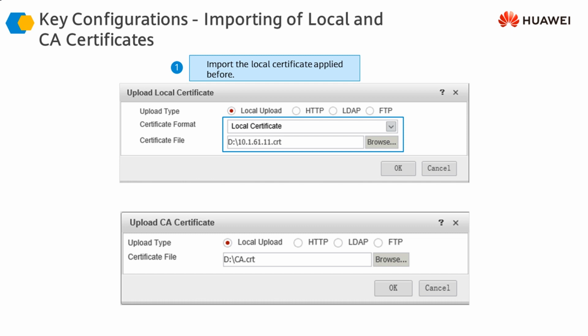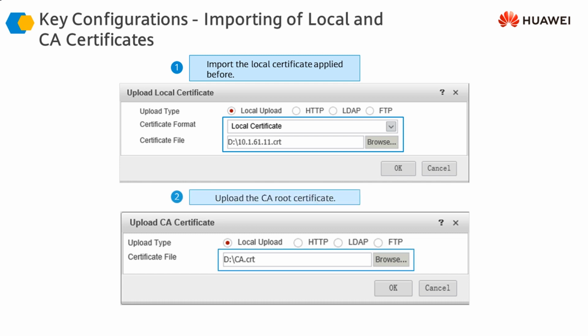So this is the local certificate name which we saved, and this is the CA certificate which we received from the certificate authority. We have to upload both these certificates on the firewall. Once this is done, then we can use these certificates. The same thing is going to be done on the other side. Once this has been done, the two sides can authenticate each other using the local certificate of the other side and the CA certificate which they have available with them already.